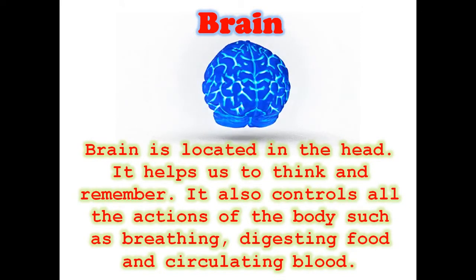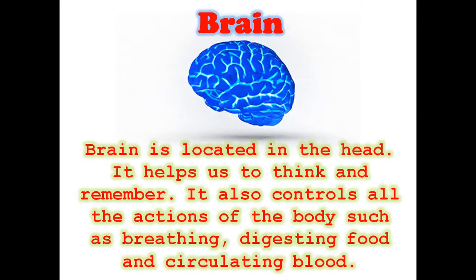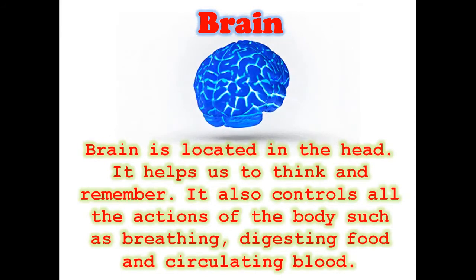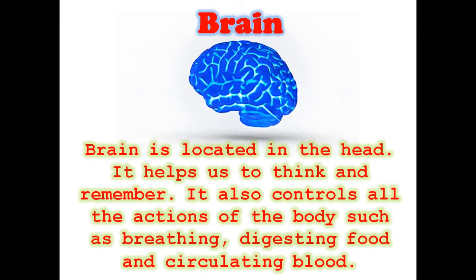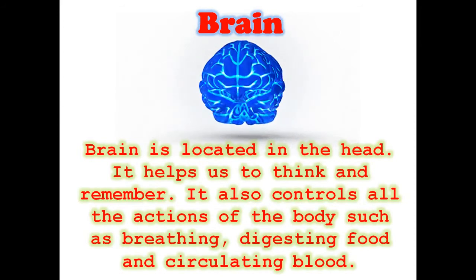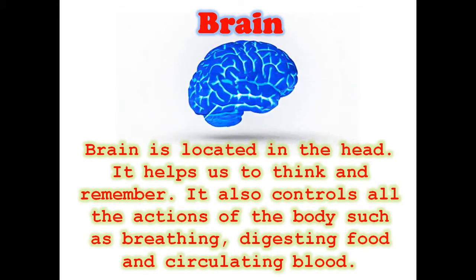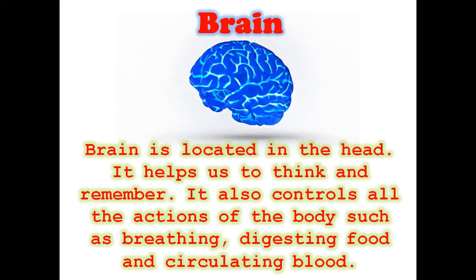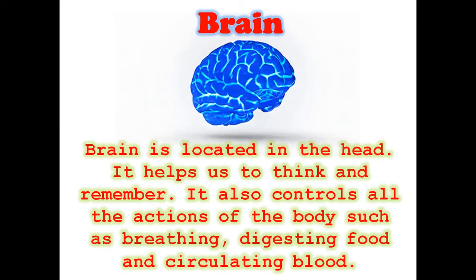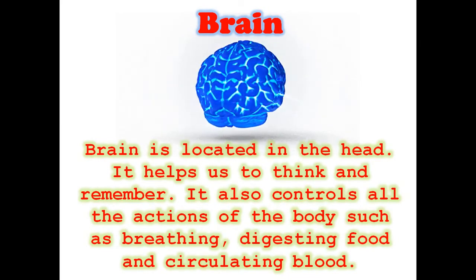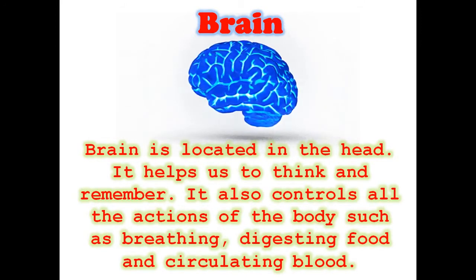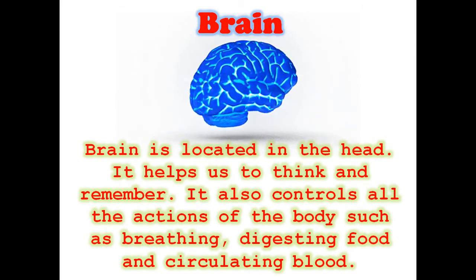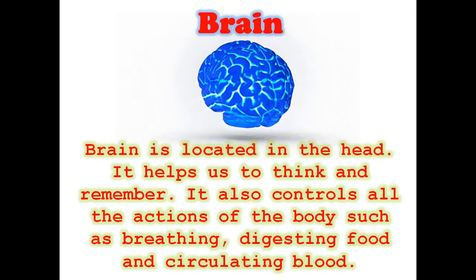For example, now I want to take an apple and eat. Now the brain will send messages to my hand, and then my hand will take the apple and put it in my mouth. So the brain does everything. The brain controls every part of our body. This system controls all our actions, like seeing, hearing, speaking, learning, and so on.